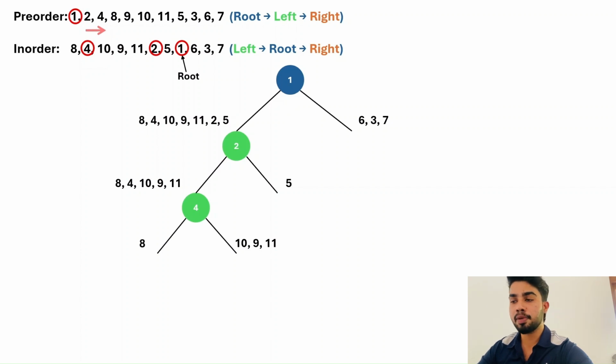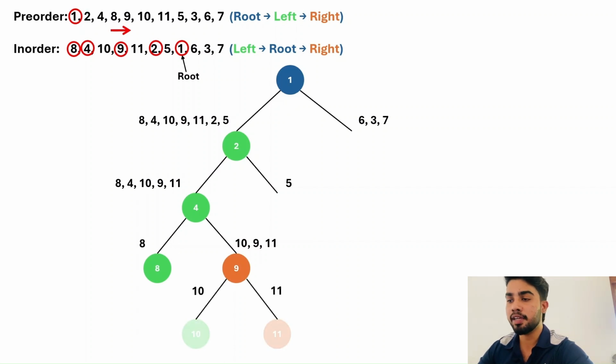Now I move to the pre-order traversal again, and the next pre-order value is 8. Since 8 has no elements on either side, 8 is a leaf node. Now I move to the right subtree of 4. The next pre-order element is 9. So I split the in-order at 9. So 10 becomes the left child of 9, and 11 becomes the right child of 9.